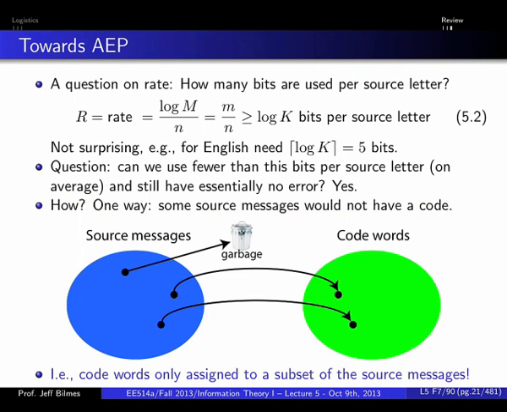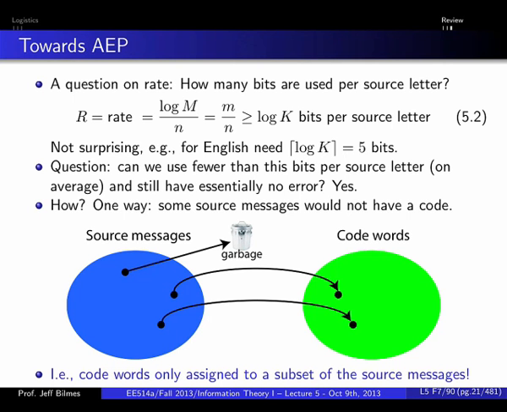Now, how can that be? Will we get an error? Yes, but if for all intents and purposes, these ones that we throw away never happen, will we get an error? No. Maybe what we can do, and this is the trick, we're going to essentially bound the probability of that error. And we're going to show that that probability of error decreases to 0 exponentially fast as n, the size of the source messages, increases.